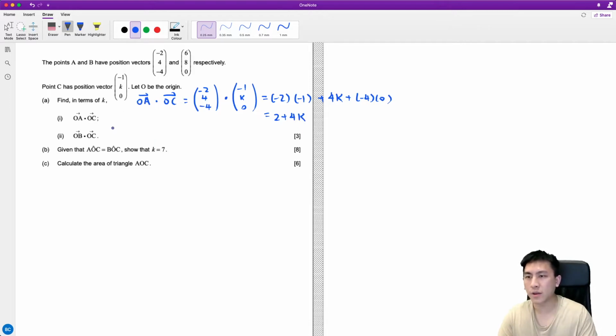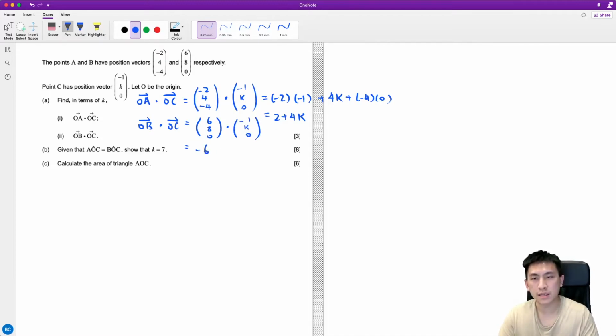And then the other one, let me do it, OB dotted with OC. Again, OB is simply that, dotted with OC, which is again (-1, k, 0), which would equal minus 6 plus 8k, right? Then you're done. Let me just use red to put this answer down so it's a little bit clearer. All right.